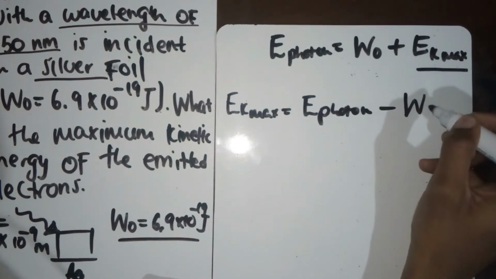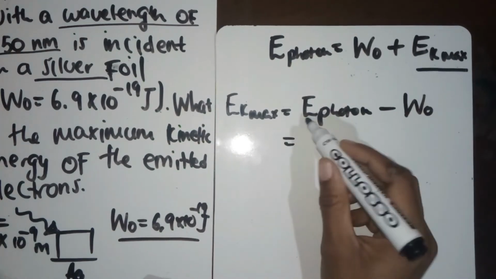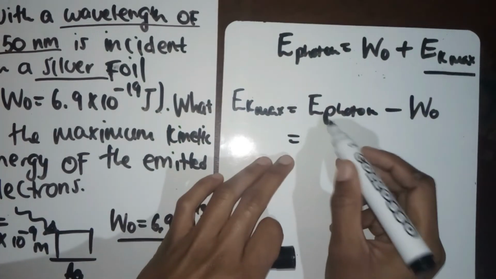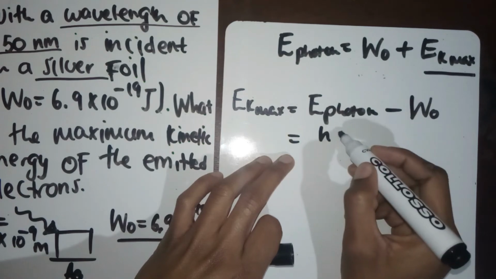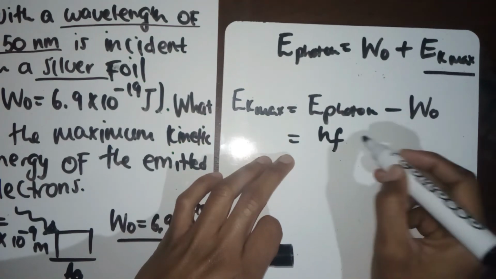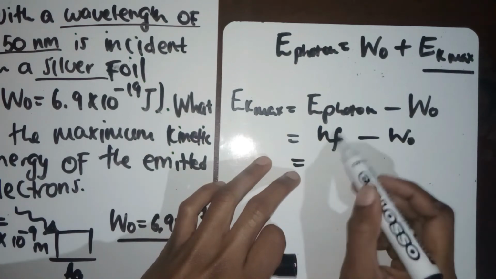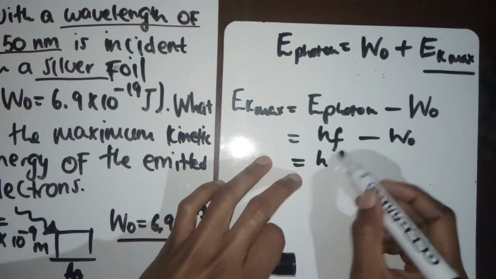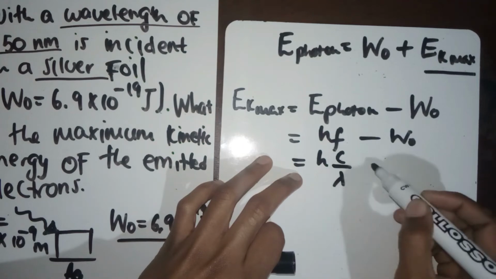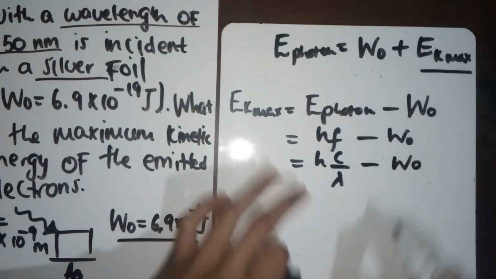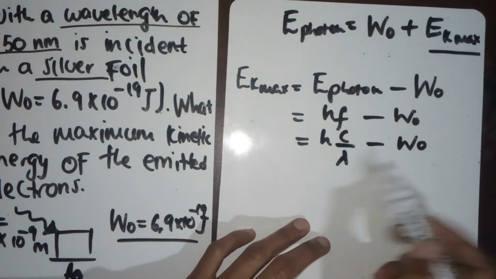minus the work function. So we know that we can write the energy of the photon using hf, right? hf minus the work function, and then we can rewrite frequency in terms of the speed of light and the wavelength, minus W naught. So now we see that we actually have everything here.